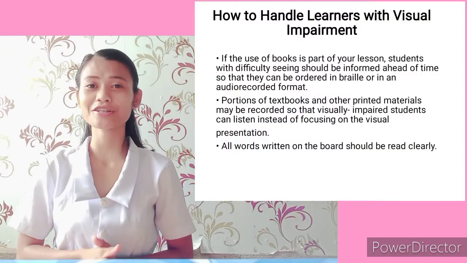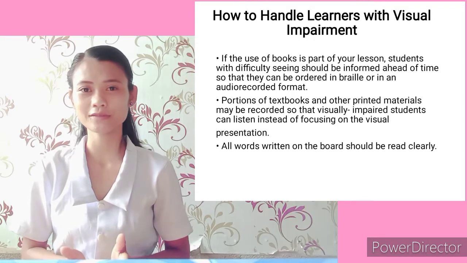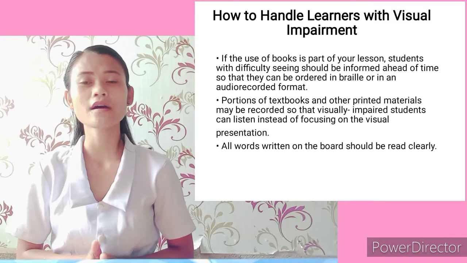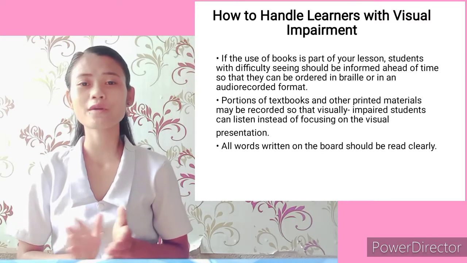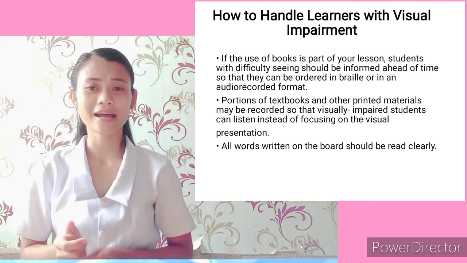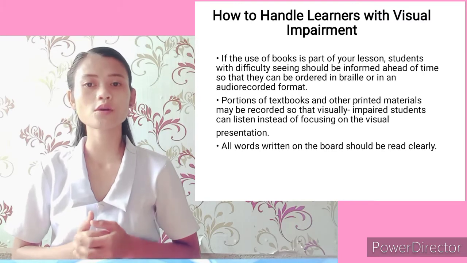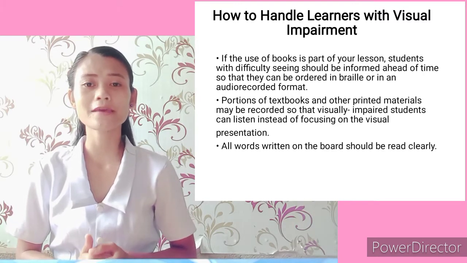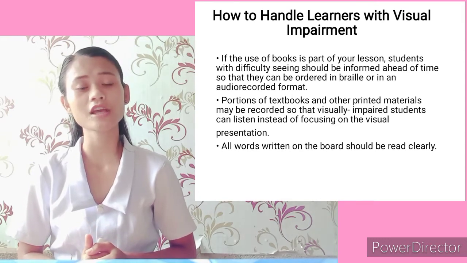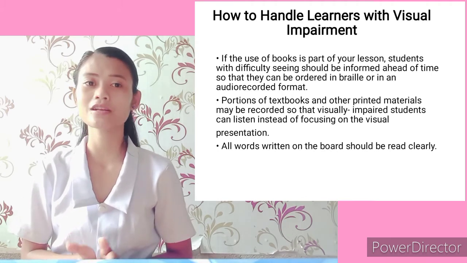How to handle learners with visual impairment? If the use of books is part of your lesson, students with difficulty seeing should be informed ahead of time so that the books can be ordered in braille or in an audio recorded format. Second, portions of textbooks and other printed materials may be recorded so that visually impaired students can listen instead of focusing on the visual presentations. All words written on the board should be read clearly.